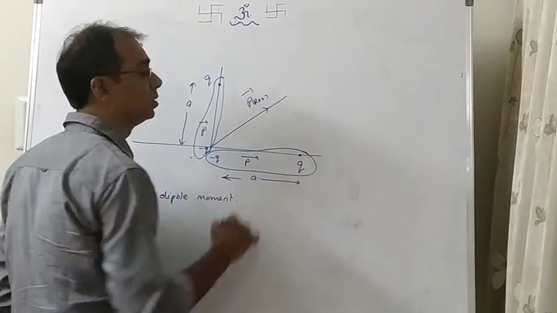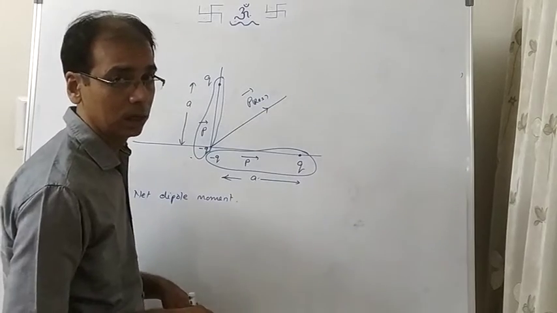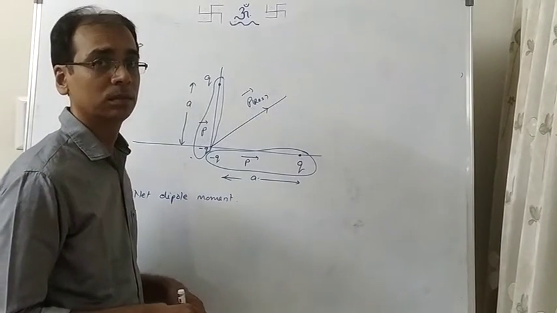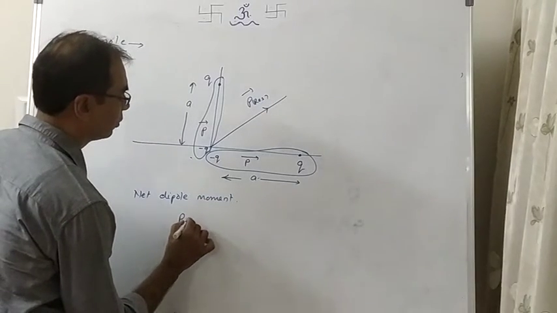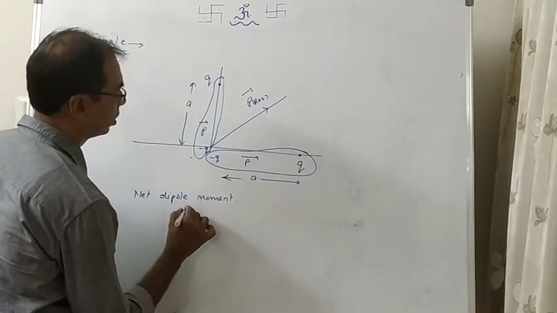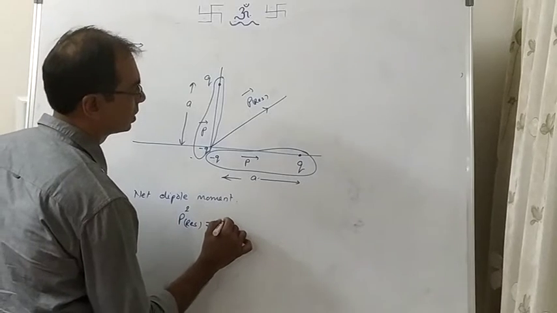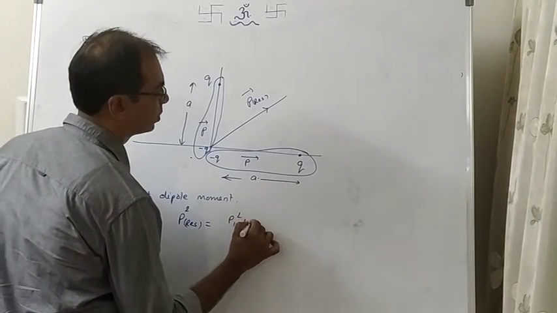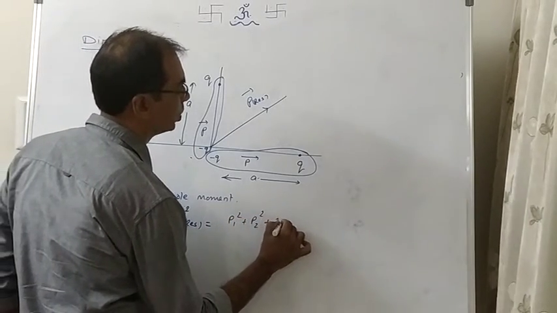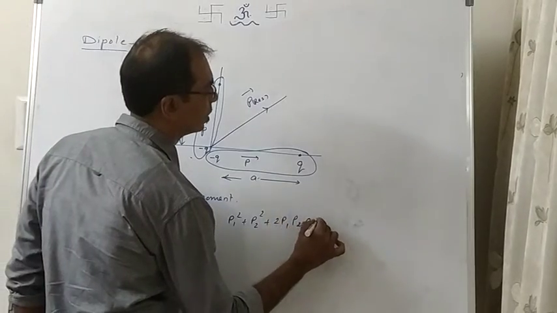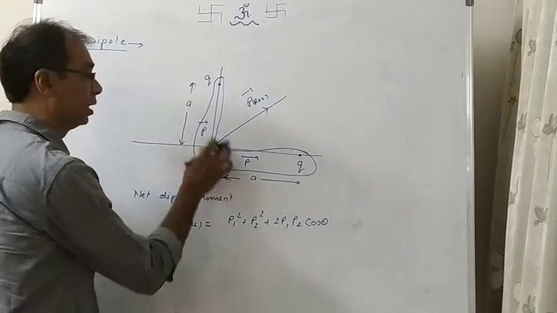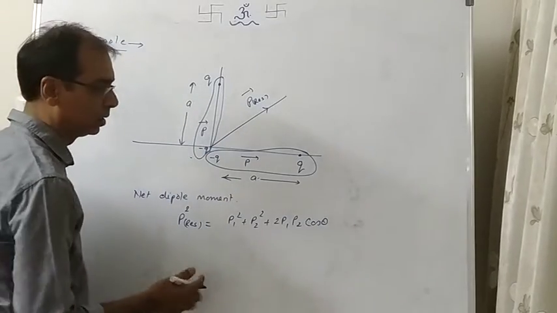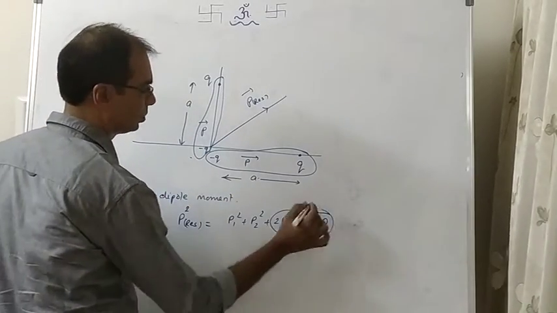And what will be its magnitude? If it's in the middle, it has to be p root 2. Am I correct or not? See, P resultant, how to find? With the parallelogram law. P square resultant is P1 square plus P2 square plus 2 P1 P2 cos theta. And what is this theta? Angle between the two vector quantities. What is the angle between the two vector quantities here? 90. So this term is gone.